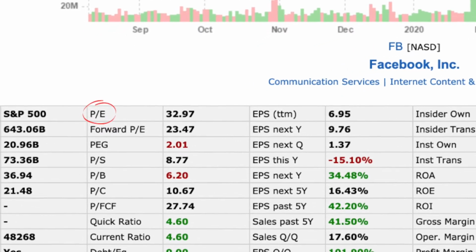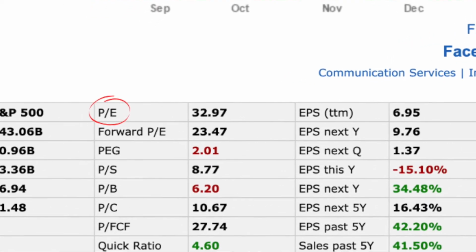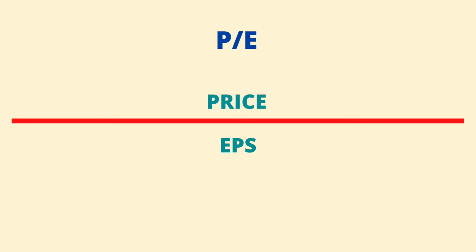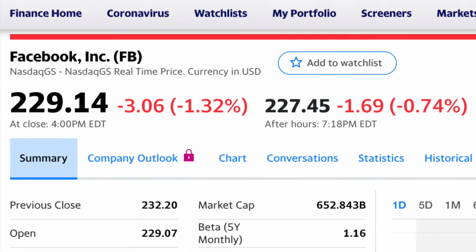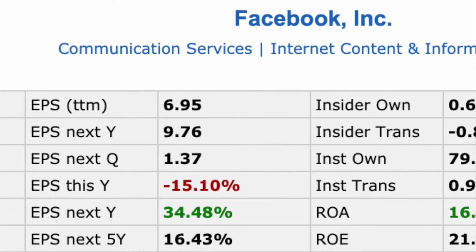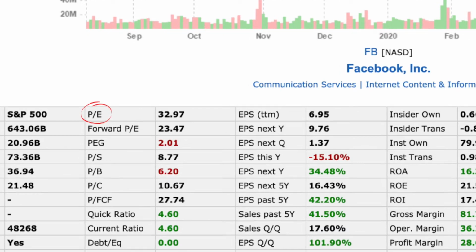You may hear this one a lot, and it's one of the fundamental ratios investors use to value a company. The formula is simply price divided by earnings per share. If Facebook's current price is $220.14 and its EPS is $6.95, by dividing these two numbers together, you end up with 32.97. Now again, the number might not look exactly the same with what you see here, but they're going to be fairly close.